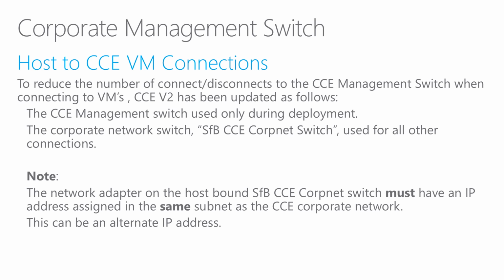So we revisited it and we've made some enhancements to reduce the amount of connections and disconnects over the management switch and interim switches. Specifically, they'll now only be used when we're doing a new deployment, an installation or an upgrade. And otherwise, we'll use the corporate network switch. That's the SfB CCE Corpnet Switch, named by default unless you changed it, which is bound to your actual physical network card on your host machine.